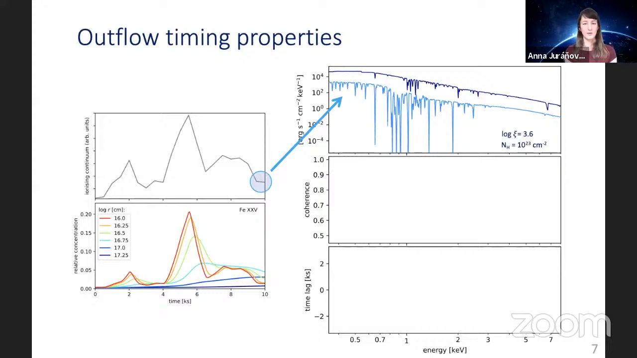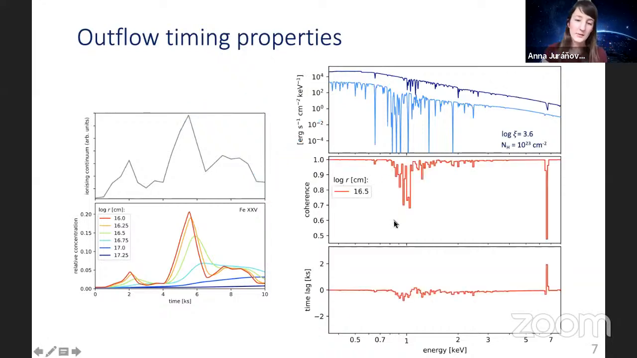Looking at the spectrum as a whole, you can see that for the highly variable case, the changes in the spectra can be quite dramatic. We have a low ionization state and a high ionization state, and we see that most of the lines disappear. But how does this translate into the timing properties? Here we are looking at the time lags, which you already know, and also coherence.